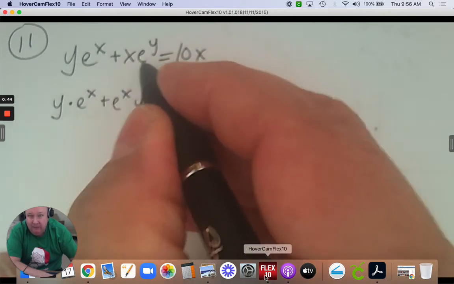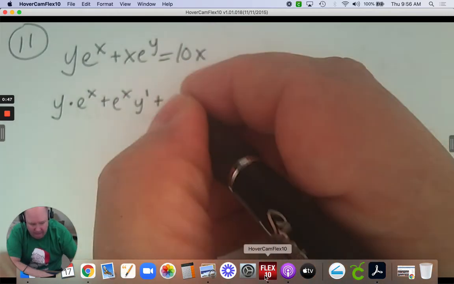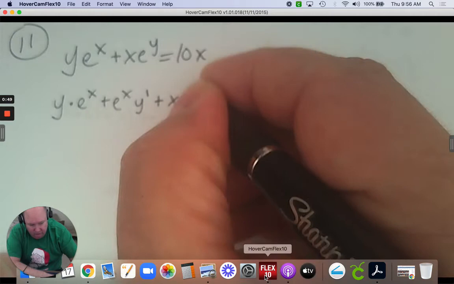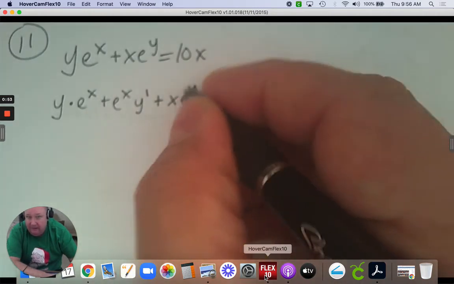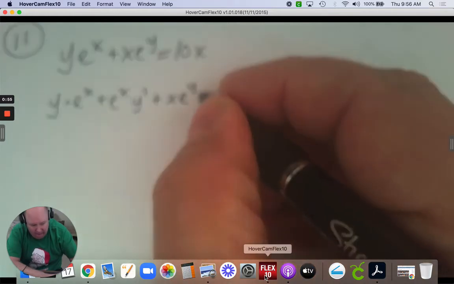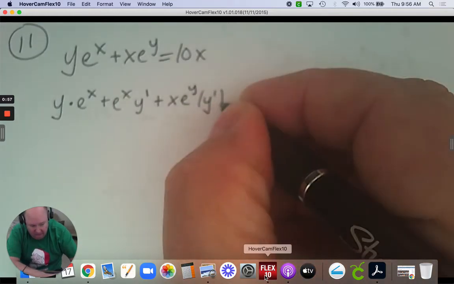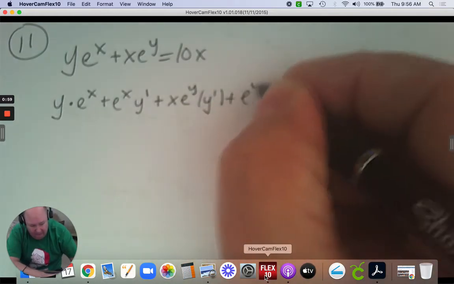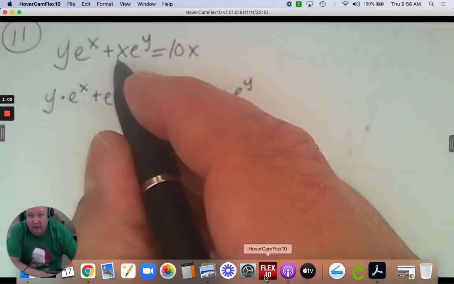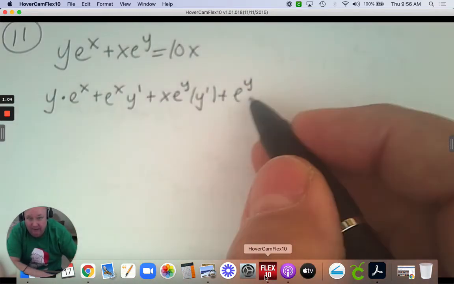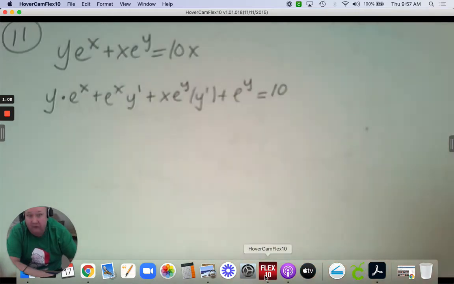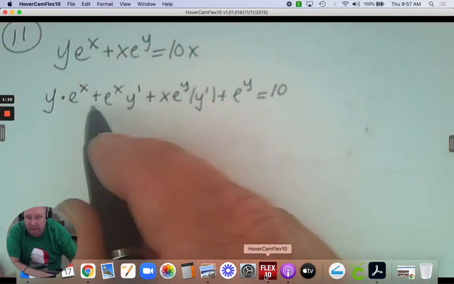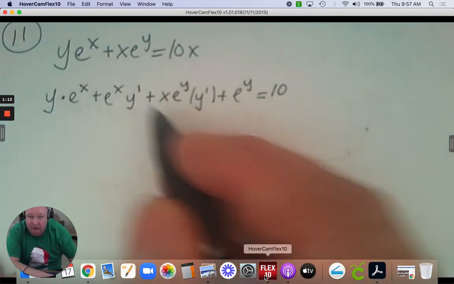X times e to the y is also the product rule. That's the first times the derivative of the second. So the derivative of e to the y is e to the y. The derivative of the exponent gives you the hook on y prime, plus the second times the derivative of the first. Well, times 1 keeps it as e to the y. And then the derivative of 10x is 10. So that's the hardest step and the first step. Now, the rest is algebra.